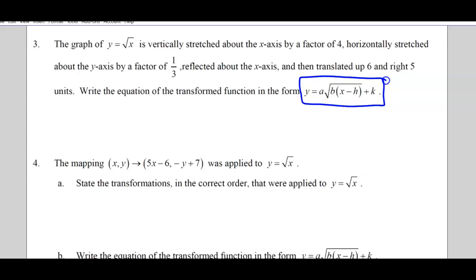So here, you can show each step, but we know it's vertically stretched by a factor of 4, horizontally stretched by a factor of 1/3, reflected about the x-axis, which means this would be negative 4. Translated 6 up and right 5, so bracket x minus 5, and then plus 6 outside of it.